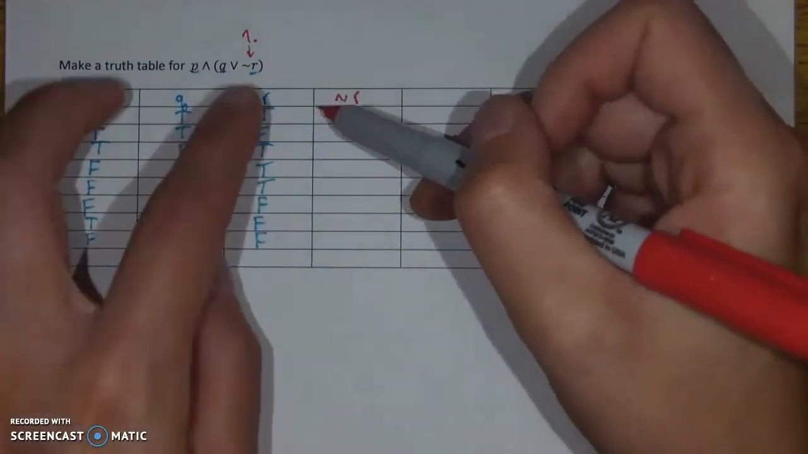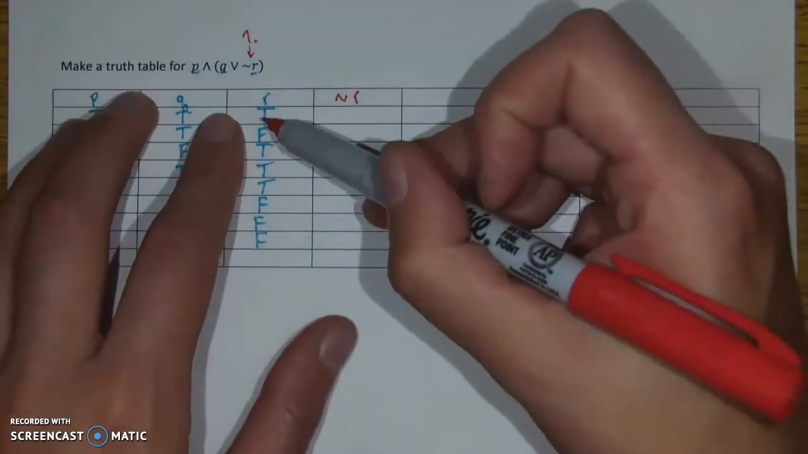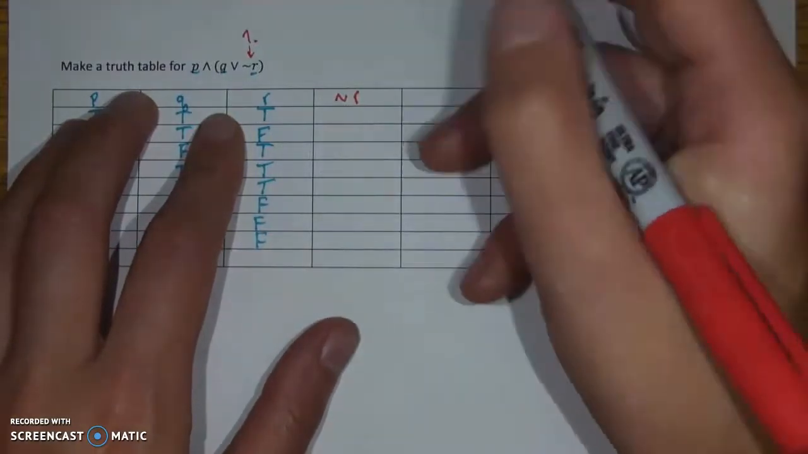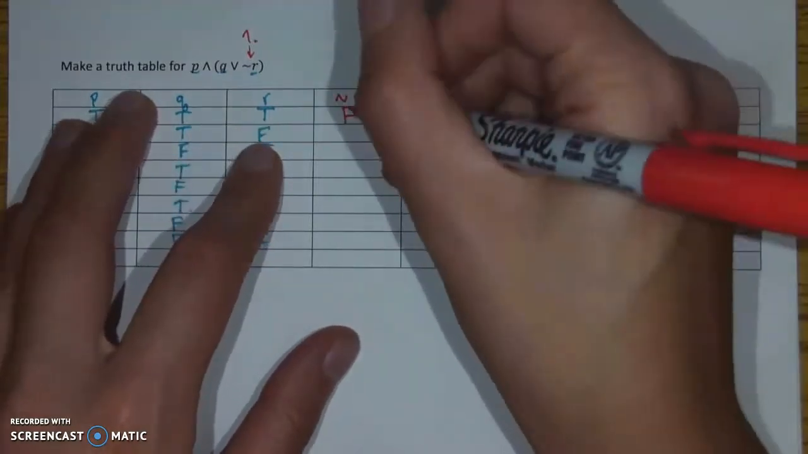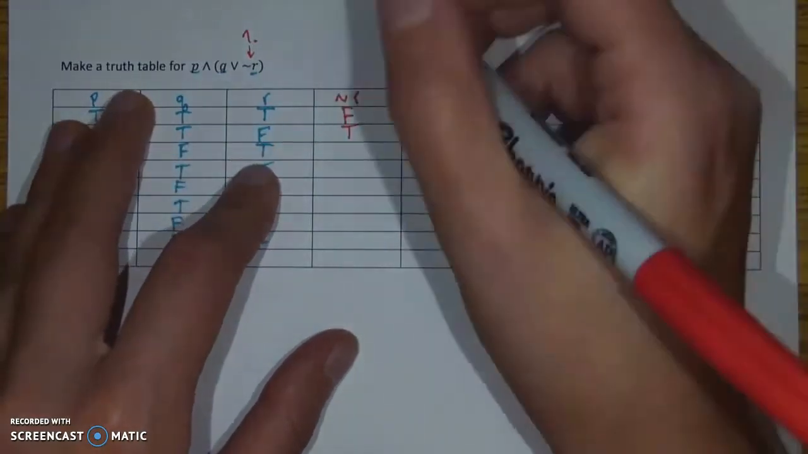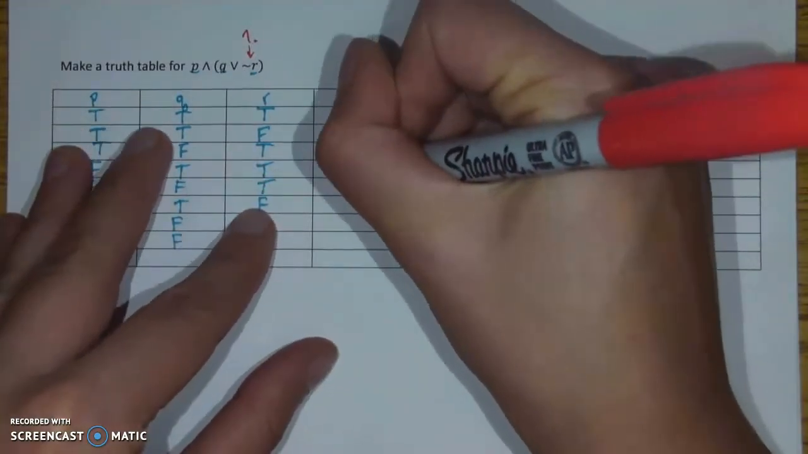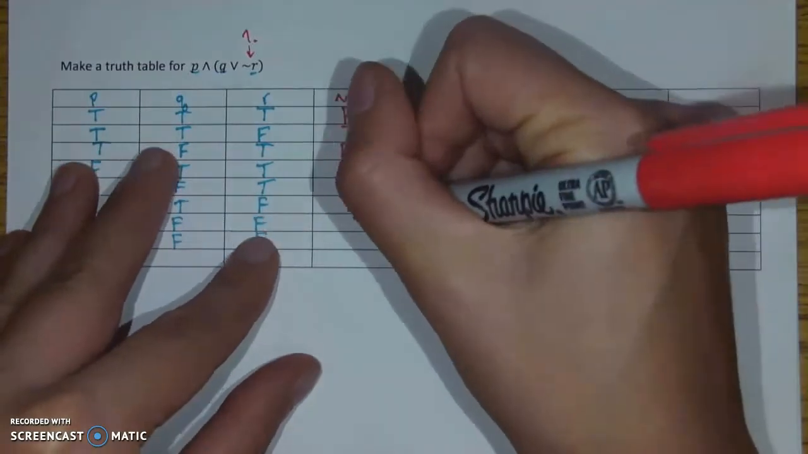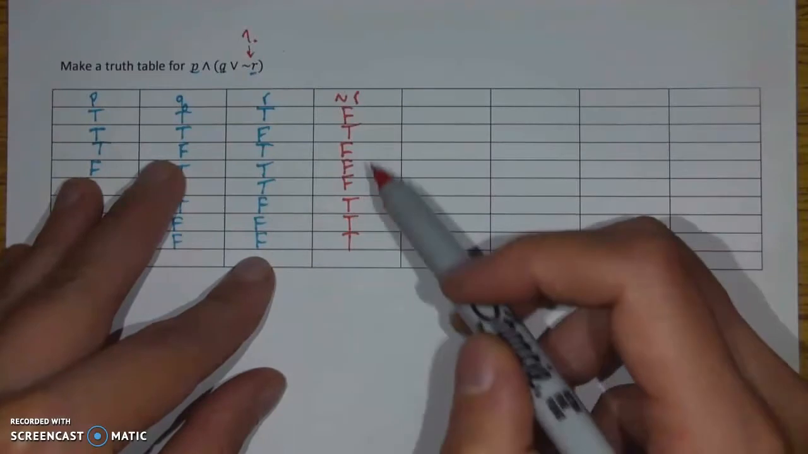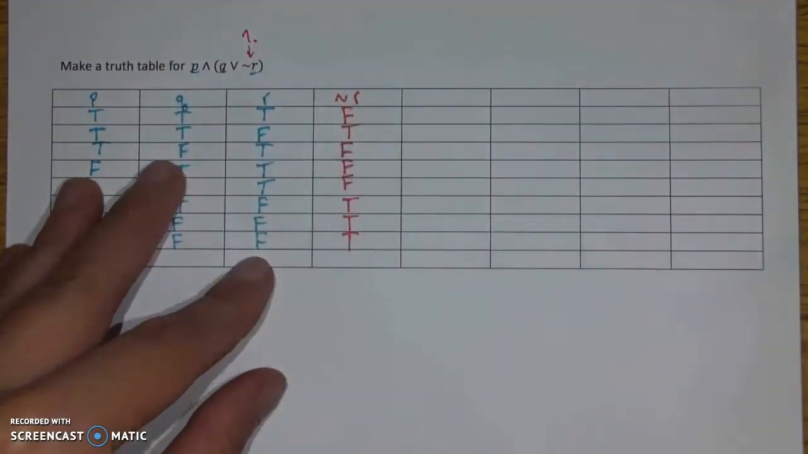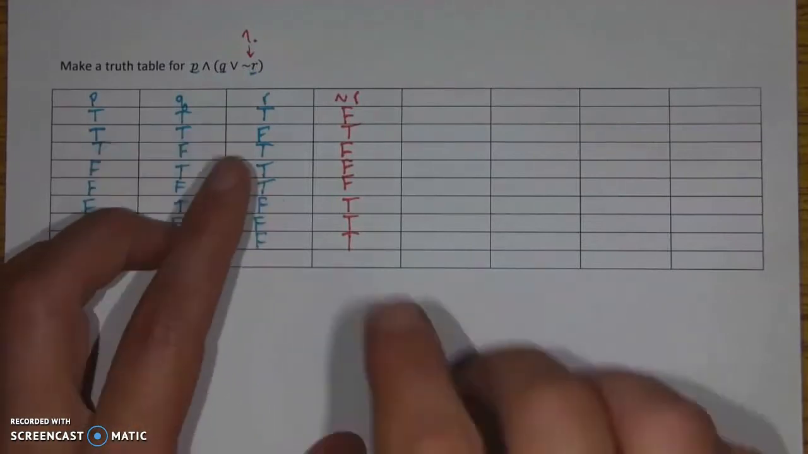And I know that just looking at R here, I can find whether or not not R will be true, because it's just going to be the opposite truth value of R. So this will be false because that one was true. This one will be true because this one was false. And so on and so forth. And be careful that you don't mix any of these up, because if you get this one wrong, the whole problem will end up being wrong, even if it's just a little bit here. Well, okay, so now I know not R.